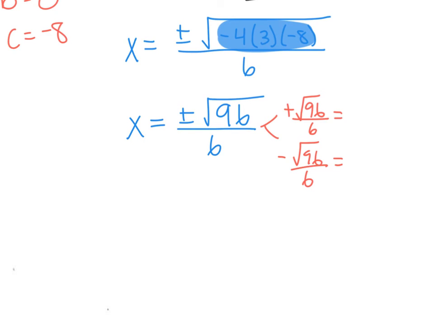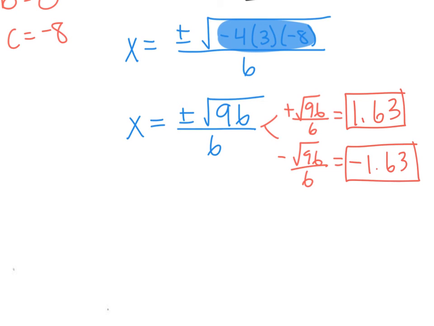Okay. Calculator, positive square root of 96 equals, don't forget to do the equals, otherwise you're going to mess yourself up, then divide by the 6, and I get 1.63 for the first one. Negative square root of 96 equals, divide by 6, equals negative 1.63. And that's how you use the quadratic formula.